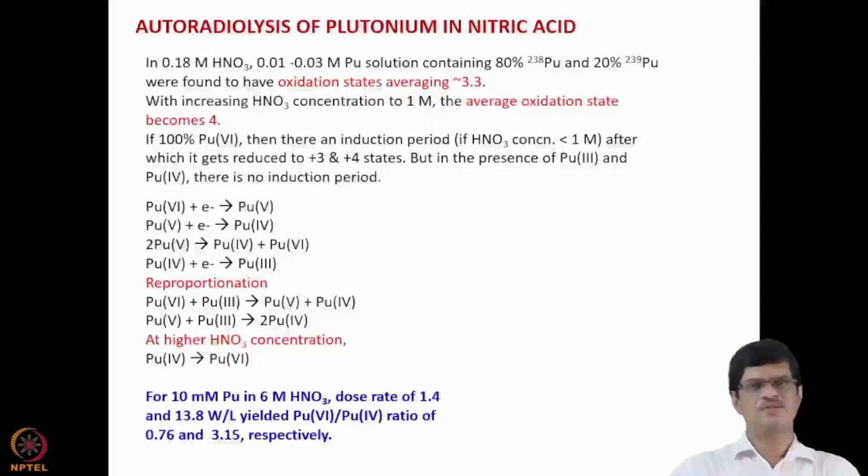At higher nitric acid concentration, plutonium-4 is converted to plutonium-6. For a 10 millimolar solution of plutonium in 6 molar nitric acid, a dose rate of 1.4 watts per liter yielded a plutonium-6 to plutonium-4 ratio of 0.76, which is significantly enhanced to around 3.15. That is, the ratio of plutonium-6 to plutonium-4 becomes 3.15 if the dose rate is increased to 13.8 watts per liter of the solution.